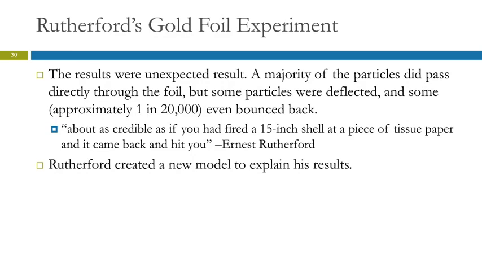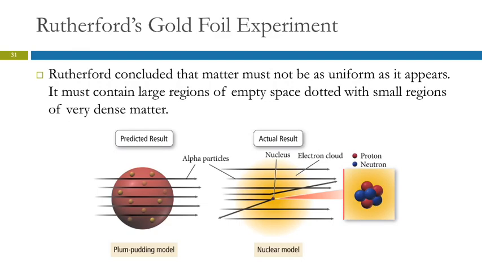So obviously there was something wrong with the plum pudding model. What do we do? Well, let's make a new model to explain what's going on here. So this is what they expected would happen, that these particles would just go straight through. What actually happened is most of them did go straight through, but some of them bounced back.